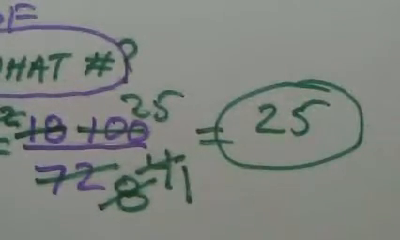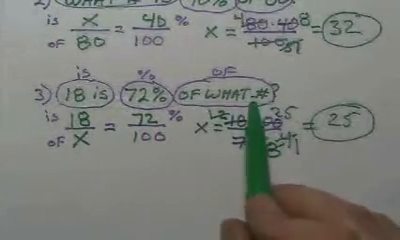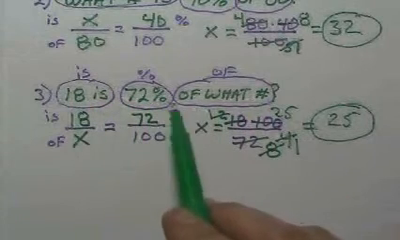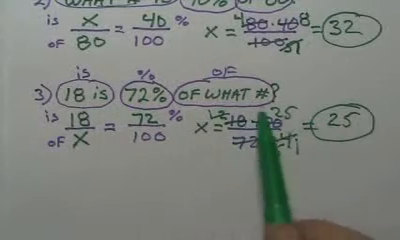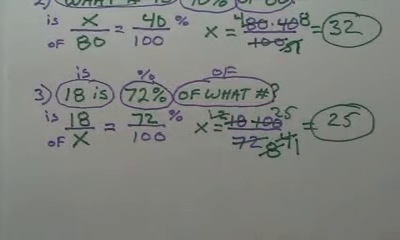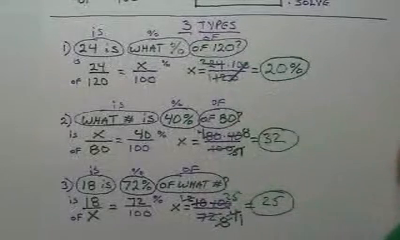25. So back to the question. 18 is 72% of what number? 18 is 72% of 25. So now you know how to solve 3 types of word problems using proportions.